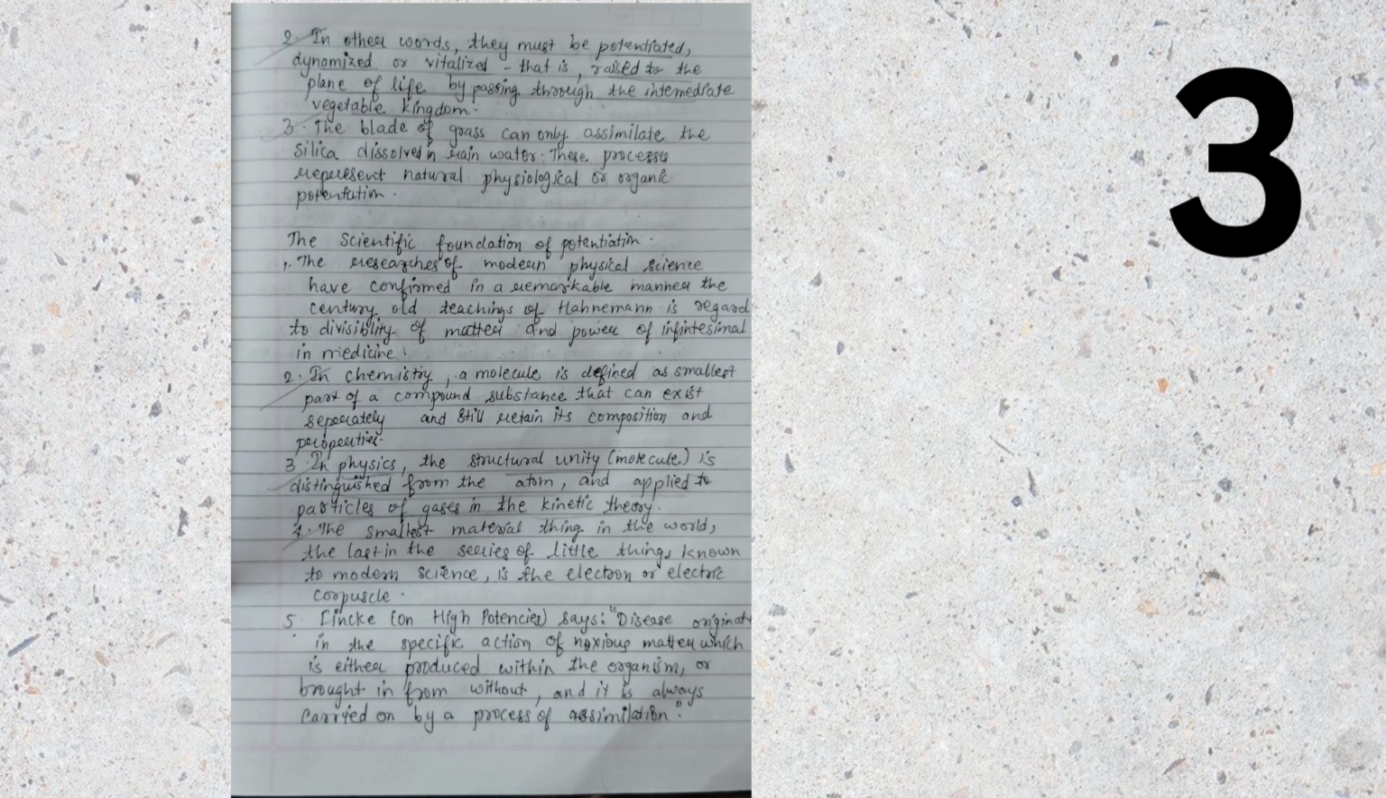The smallest material thing in the world, the last in the series of little things known to modern science, is the electron or electric corpuscle. Finkel, on high potencies, says disease originates in the specific action of noxious matter, which is either produced within the organism or brought in from without, and it is always carried on by a process of assimilation.